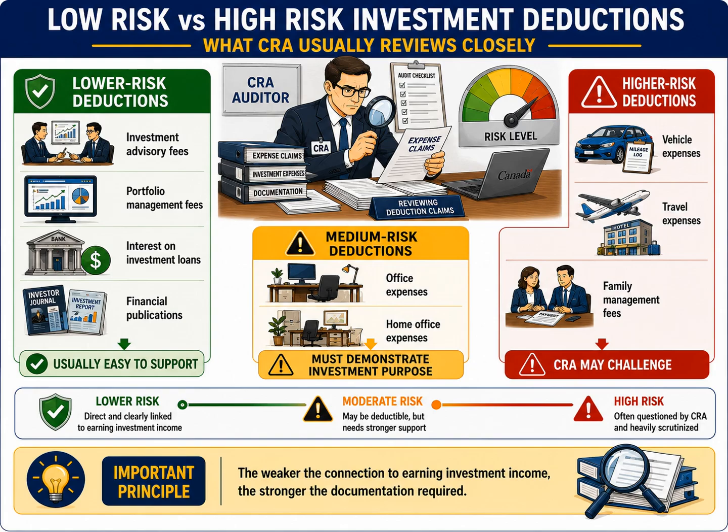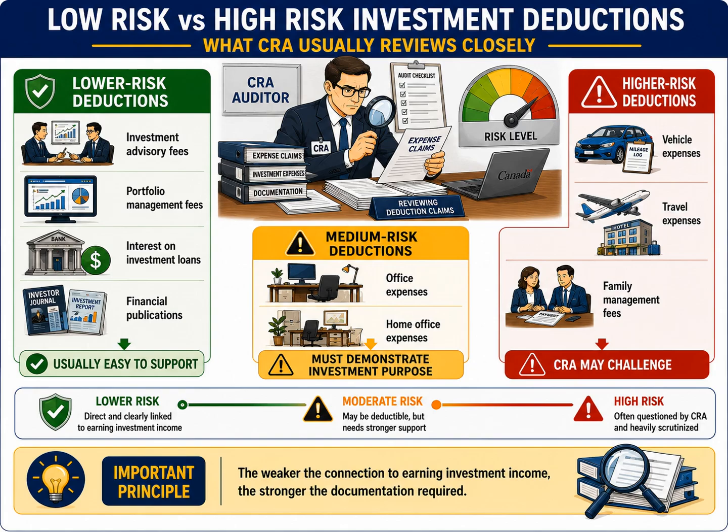Let's begin with the lower risk deductions shown on the left side of the slide. These include investment advisory fees, portfolio management fees, interest on investment loans, and financial publications used for investment purposes. The connection between these expenses and earning investment income is usually clear and direct. Because of that, they are generally easier to justify if the CRA reviews the return.